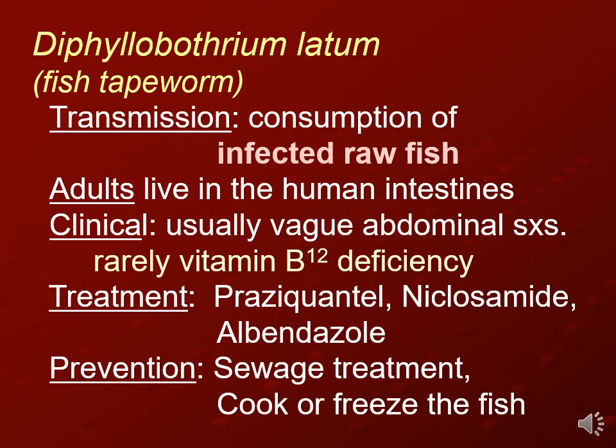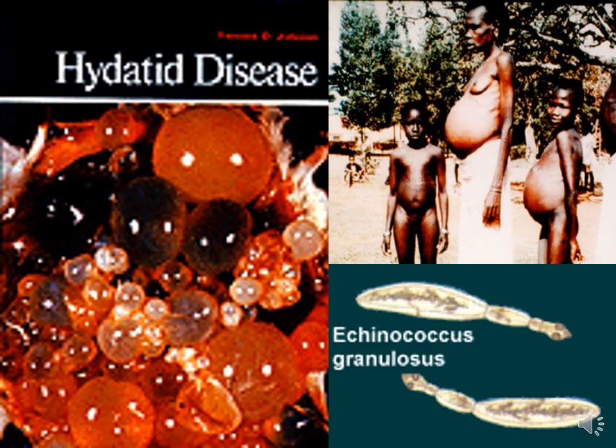Okay, the adults live in the human intestine as well. Clinically, usually little or vague abdominal symptoms. Rarely, vitamin B12 deficiency is associated with Diphyllobothrium latum infection. Treatment, again, praziquantel. Niclosamide can be used, or albendazole. Prevention, again, sewage treatment, cooking or freezing the fish.